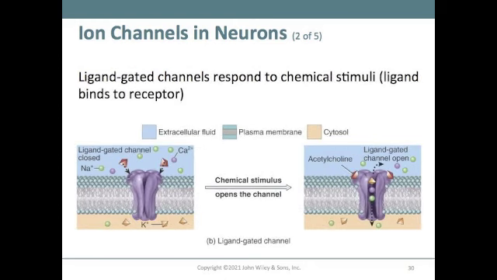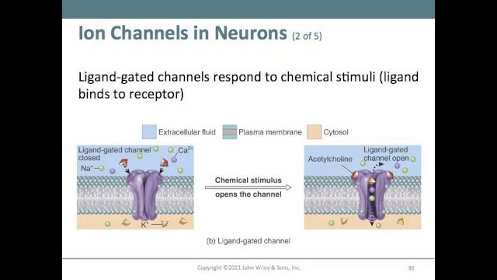Ion channels and neurons continued. Ligand-gated channels respond to chemical stimuli. So all that a ligand is, is some kind of a chemical signal that's going to bind to this particular protein that's embedded in the cell membrane. So don't get confused here. It's not an enzyme, but if you remember from 111 and 100, what we talked about concerning enzymes, it works like an enzyme. Once this chemical or this ligand comes in and binds to this protein, it causes a conformational change, and that protein opens up and it allows some sort of diffusion.